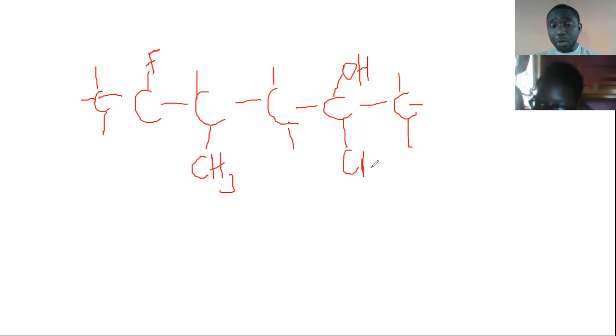Now, when there are more than 1 functional group, this is what you do. Look at how we name them alphabetically. Consider this is F, fluorine, and hydroxy.